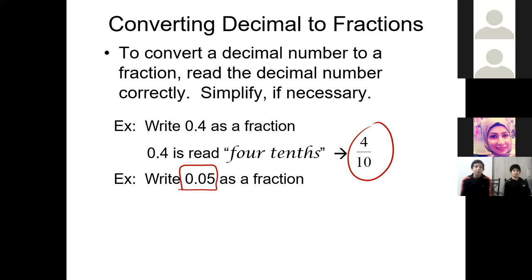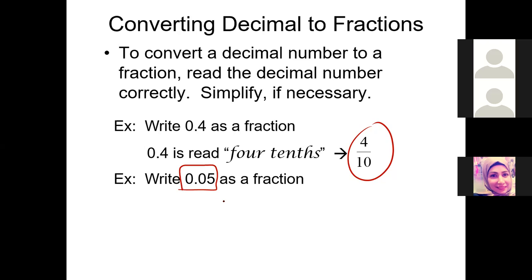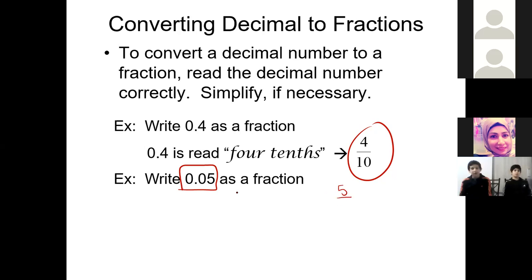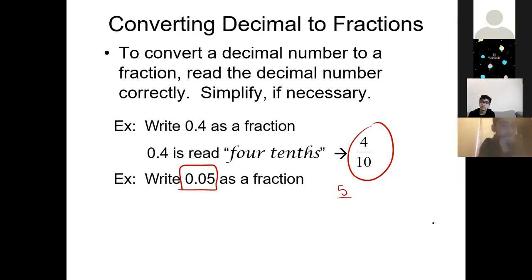Miss, we put... How many digits do we have, Jad? Over 10. Over 1.5 digit.